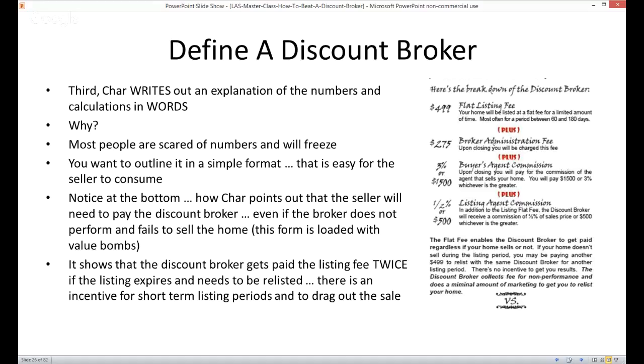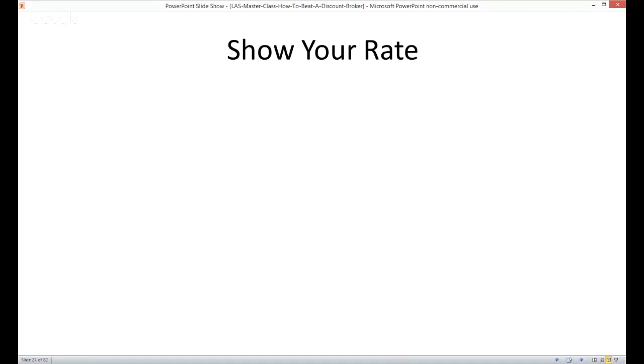So a lot of these discount brokers will do a short term, like a 30-day or 60-day, and the seller originally thinks that's smart, but the problem is then they got to start paying these fees over and over again. These fees really add up. So there's an incentive for a short-term listing period and for that agent to kind of drag it out a little bit. They win either way, right? So you want to point out why you're better than your competition, your points of difference, and this form does a great job of doing it.